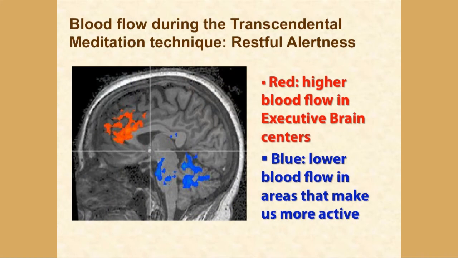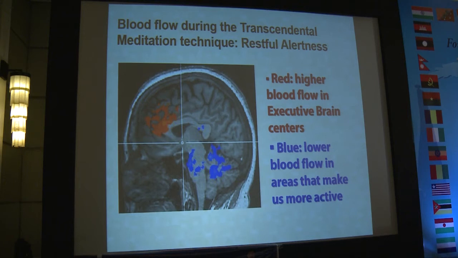This side presents blood flow during the state of yoga. If it's red, it's increased blood flow. If it's blue, it's decreased blood flow. What we're seeing is increased blood flow, again, in the front of the brain. This underlies the experience of alertness, full wakefulness in the state of yoga. The blue is in the brain stem, and this is underlying the experience of restfulness, of quiet, of silence.